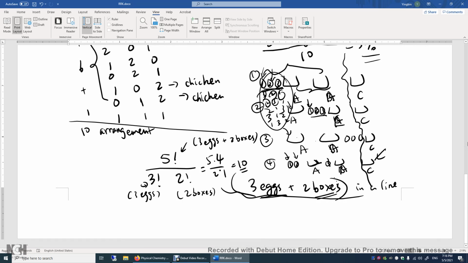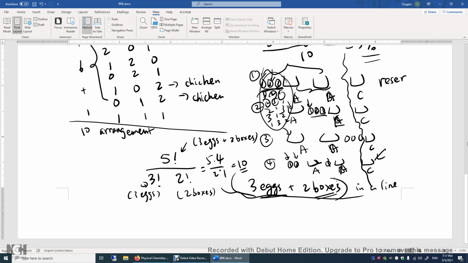Now, we're going to have to look at the special arrangements in which C gets 2 or 3 quanta. All right? So if C has to get 2 or 3 quanta, what I will do is I will reserve 2 eggs.